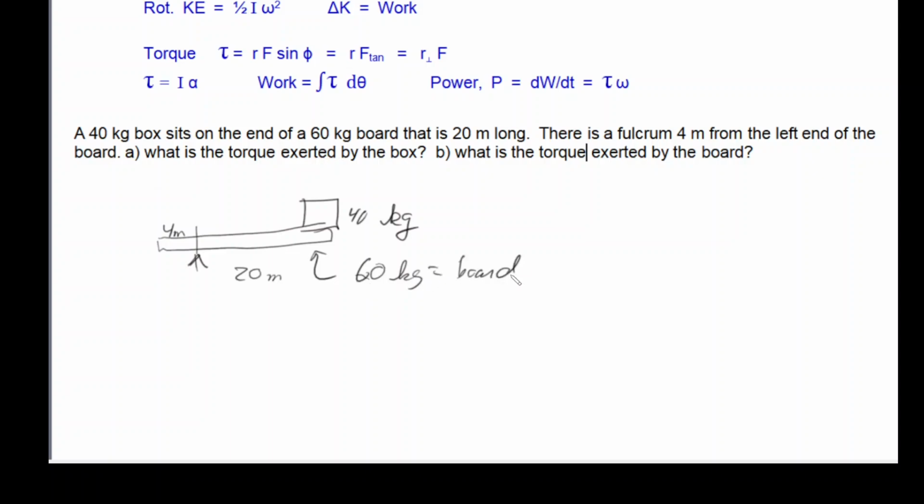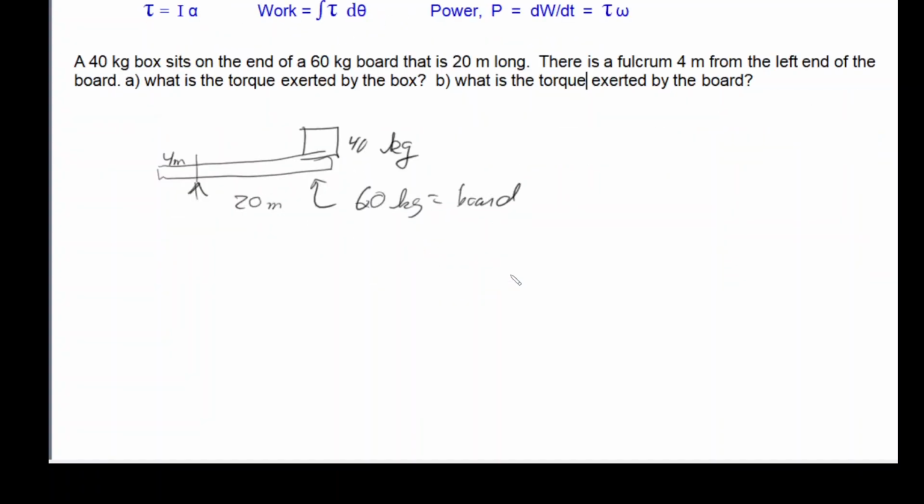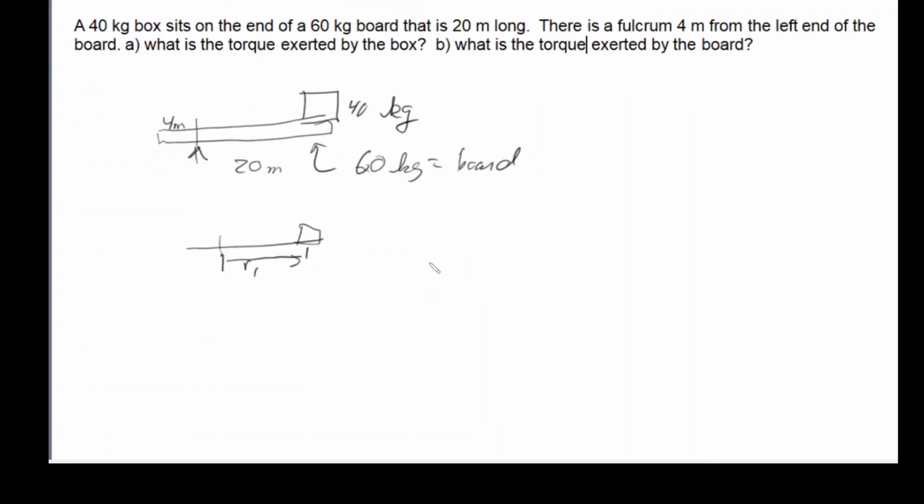So we want to know what is the torque exerted by the box. In this case we have the box, a fulcrum, and we have the distance R1 from the fulcrum to the box. So torque of the box is equal to R1 times force 1 times sine theta. And in this case, theta is 90 degrees.